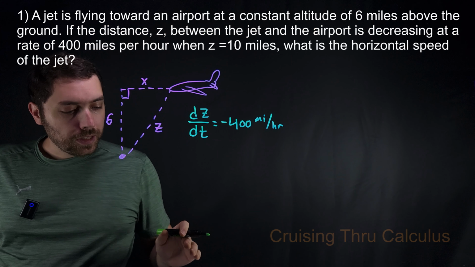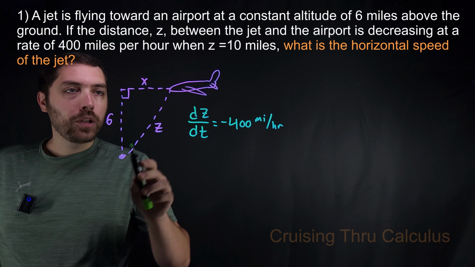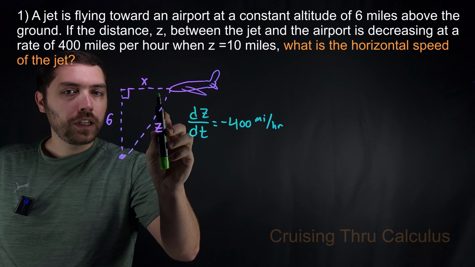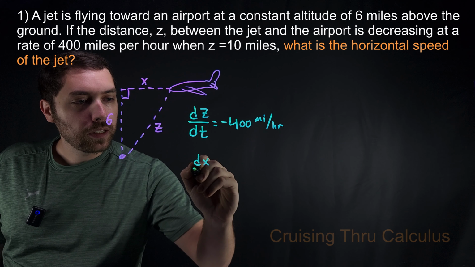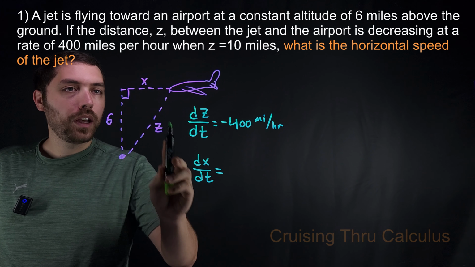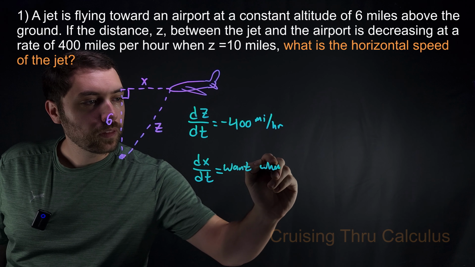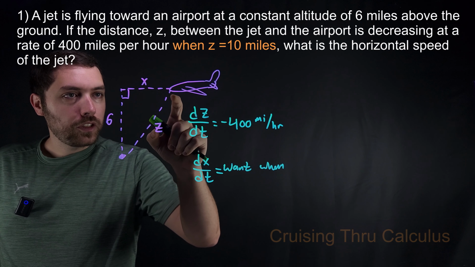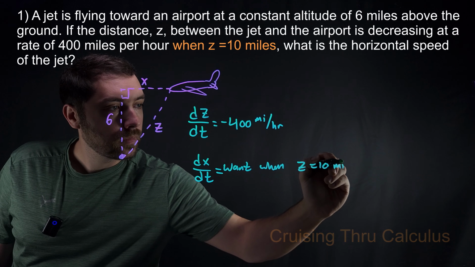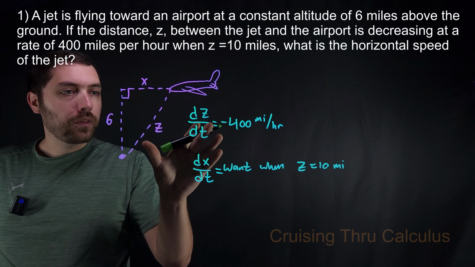Okay, the next thing that they want is they want us to find the horizontal speed of the jet. Well, of course, the jet is traveling in this direction here, and I called this distance x. So if we find the rate of change of the distance, that's going to be the derivative of x, and that's what we want to find. And we want to find that when the distance between the airplane and the airport is 10 miles. Okay, good. We now have everything that the wording of this question gave to us.